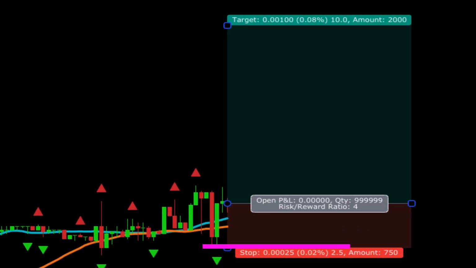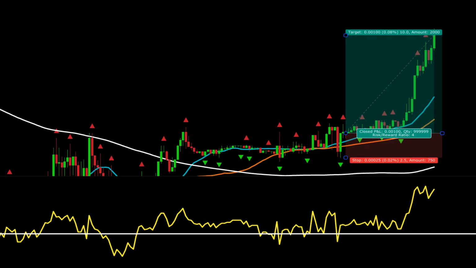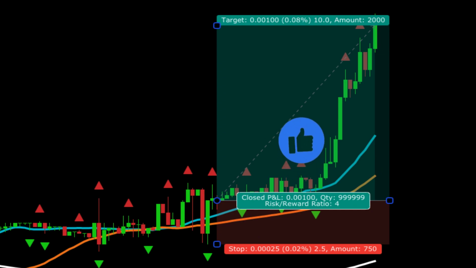We place our stop at the bottom of the candle where the fractal buy signal appears and target 10 pips. And this one hits our target, winding up with a great risk to reward ratio of 4.